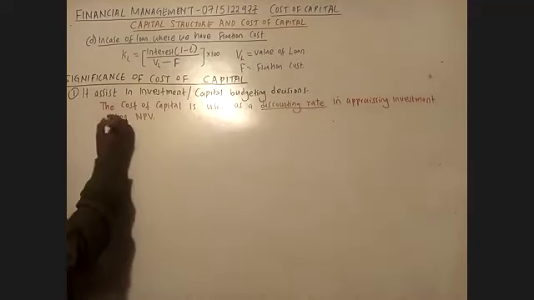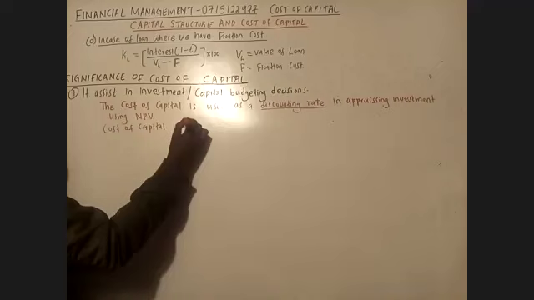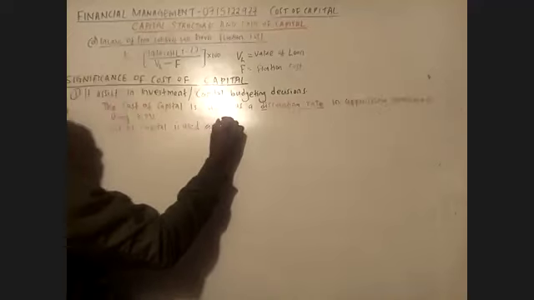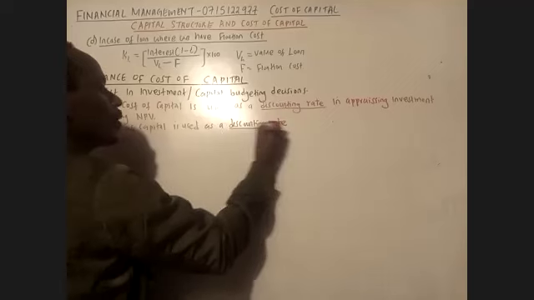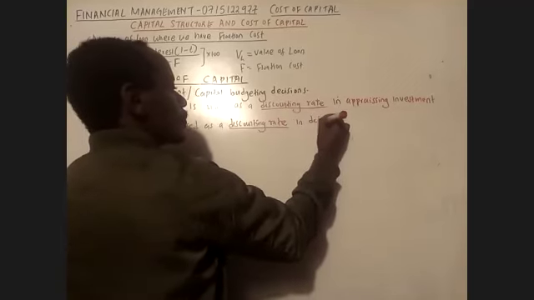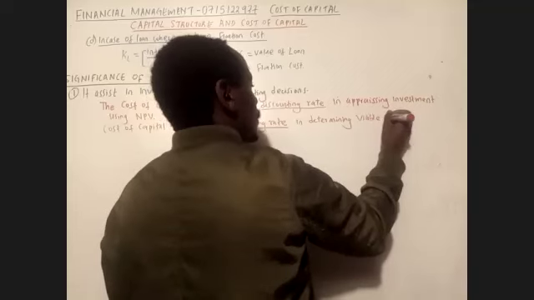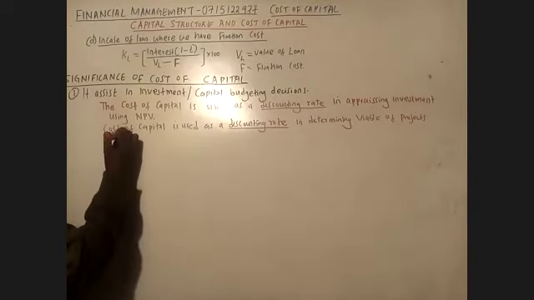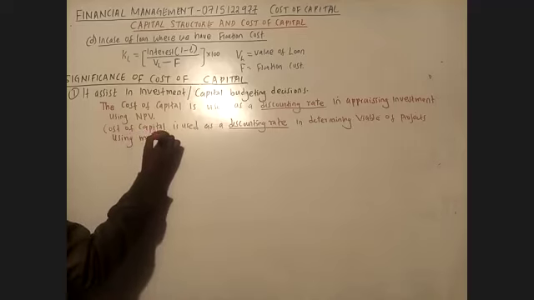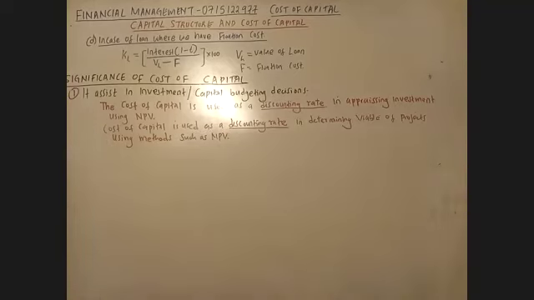You can also say cost of capital is used as a discounting rate in determining viability of projects using methods such as NPV. That one is correct.